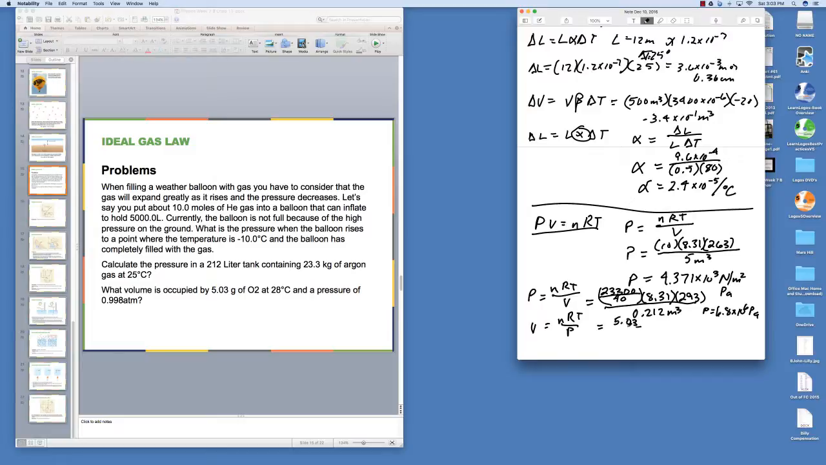5.03 grams. The molecular weight of oxygen is 32 grams per mole, times 8.31 again, times, and the temperature here is 28, plus 273 is 301 degrees Kelvin, divided by 0.998 times 1.01 times 10 to the 5th pascals per atmosphere. If you do this calculation, you get 0.039 meters cubed, and if you multiply that by 1,000, it's 3.9 liters of gas.